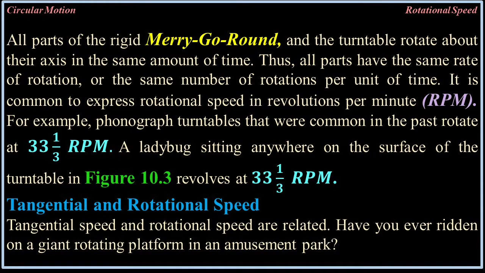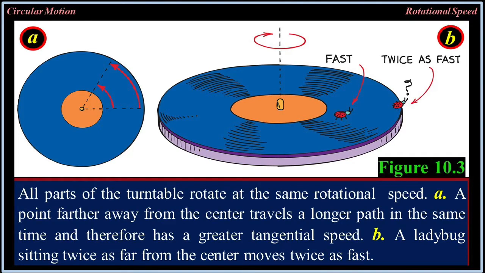Tangential and rotational speed. Tangential speed and rotational speed are related. Have you ever ridden on a giant rotating platform in an amusement park? When I was a kid, we used to buy record singles, and they were 45 RPMs. All parts of the turntable rotate at the same rotational speed.